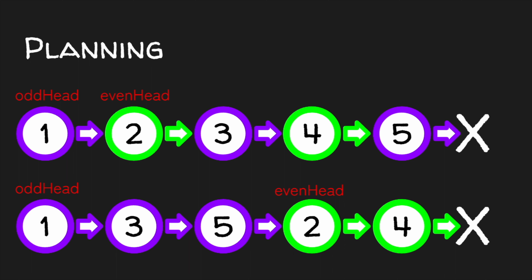Then, let's create two more variables, odd tail and even tail, that we're going to use to build our odd list and even list off of. Unlike odd head and even head, these variables are going to be updated as we continually build our list.